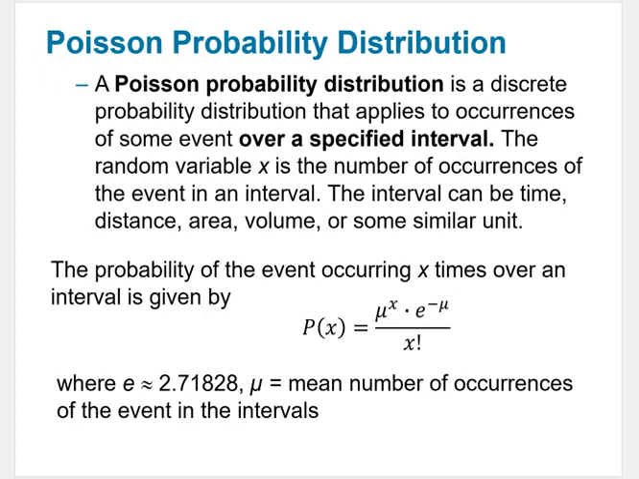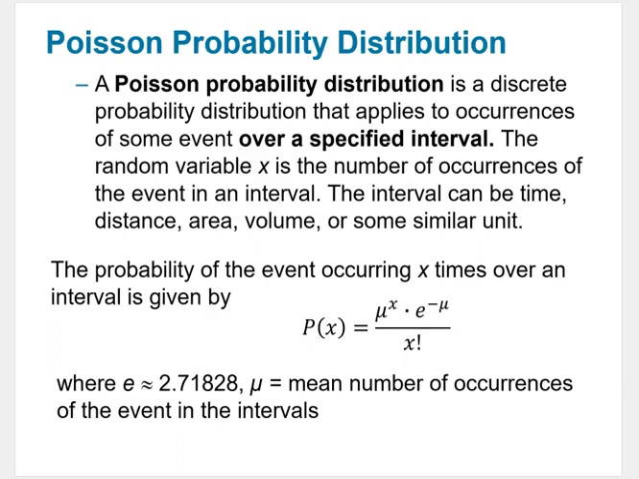A Poisson probability distribution is a discrete probability distribution, and it applies to occurrences over a specified interval. That's what makes it a little bit different. X is still going to be the number of occurrences of the event in the interval, and the interval can be time, distance, area, volume, just about anything. But this is the formula that you need to use.